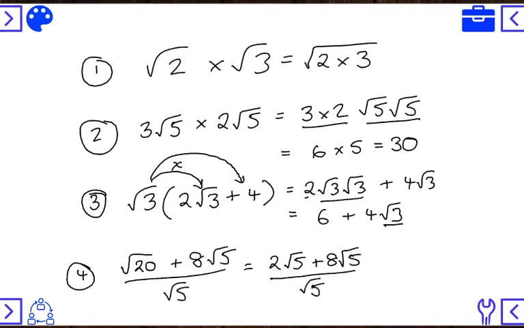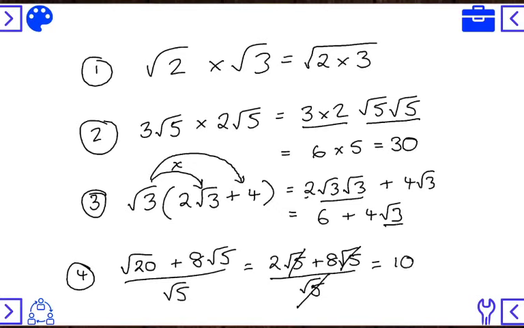Now every single term in the numerator has a common term of root 5. So cancelling out root 5 with the denominator, because it was common to all terms, I've only got 2 add 8, which is then 10 as being my final answer.